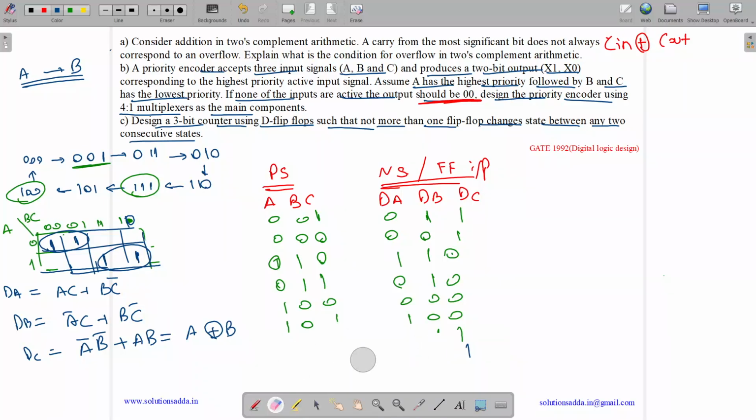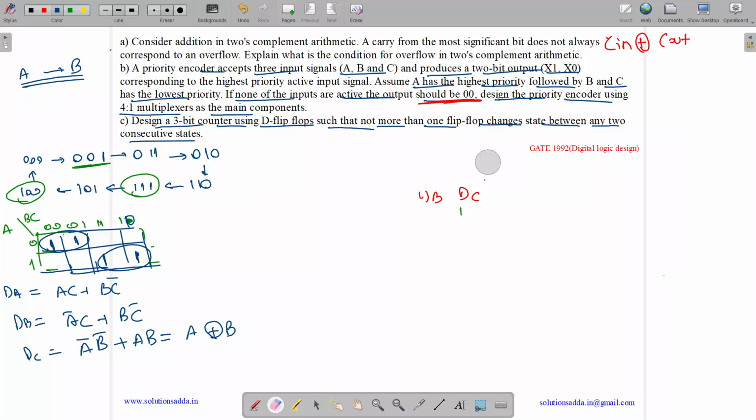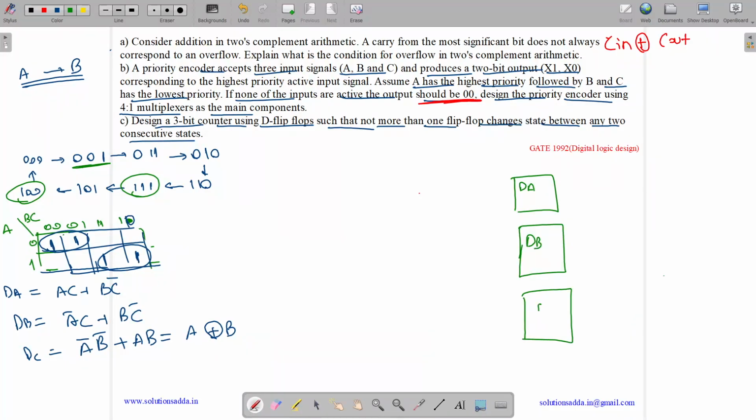Okay. Now let us draw a diagram. So we have the expression and we can easily get the diagram. See, this is DA, this is DB, and this is DC. It will get A as output, B as output, C as output. All of them will have a single clock as these are synchronous counters. Okay, we will have clock over here.